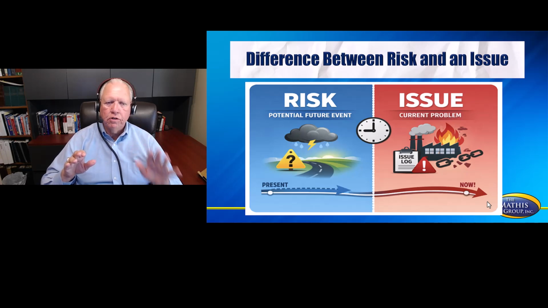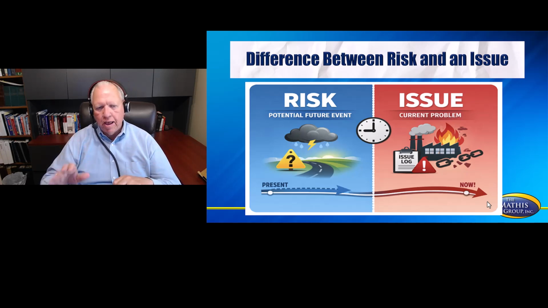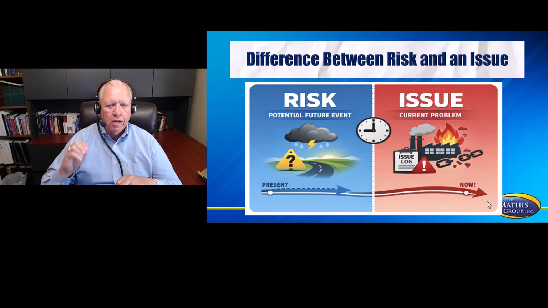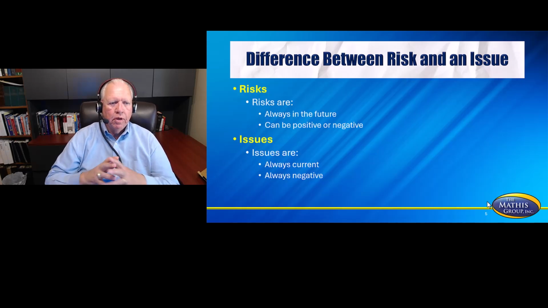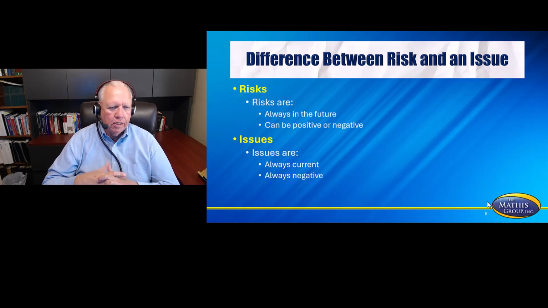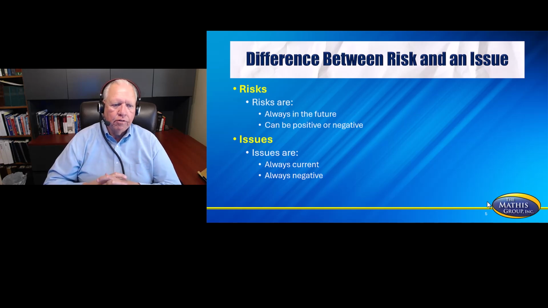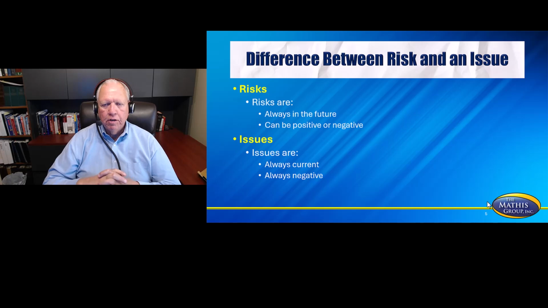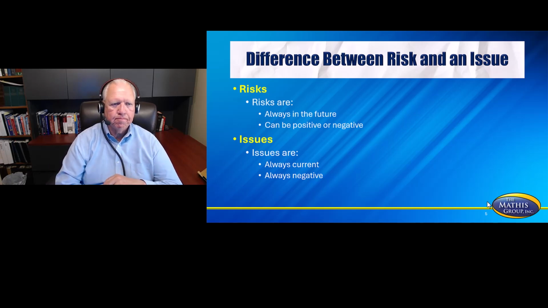If it's in the future, it's going to probably be a risk. If it's happening now, it is an issue in the PMI world. So when we talk about risk and issues, risks are always in the future and that can be both positive or negative. You do not have a positive issue in this test. Issues are always current, but always negative. So if they talk about opportunity, they're always going to be talking about risk.